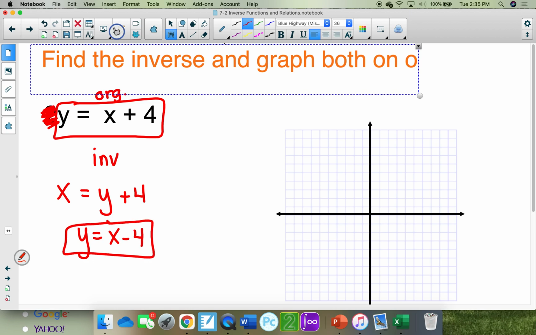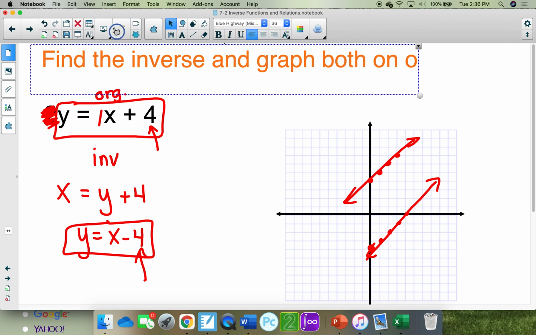Put my first dot at 4 and go up 1 and over 1. Put my first dot at negative 4 and go up 1 and over 1. And they're parallel lines. So, okay, that's all the notes for 7.2.